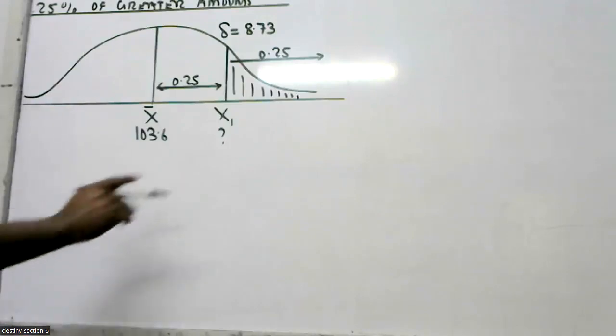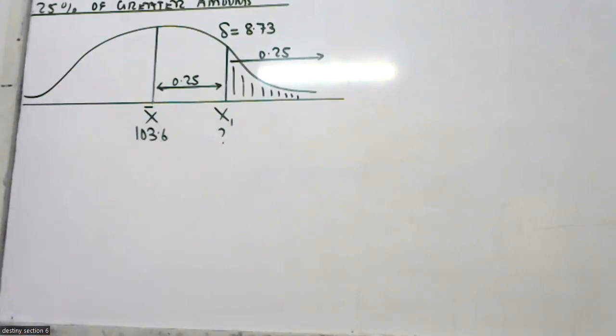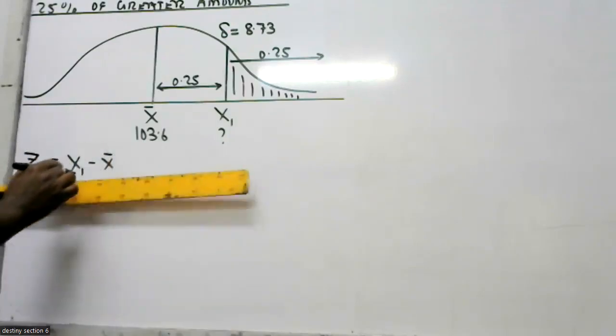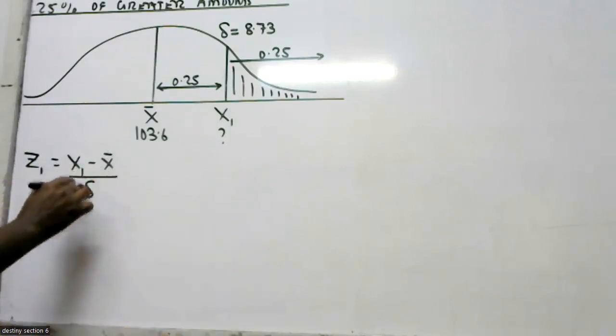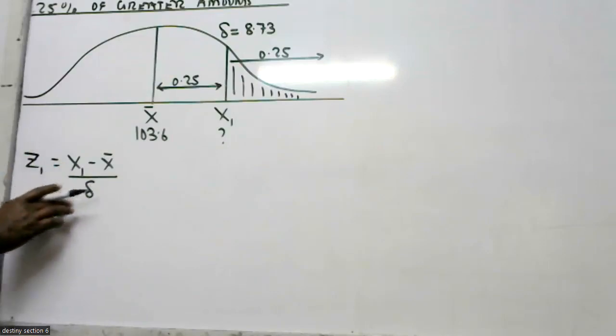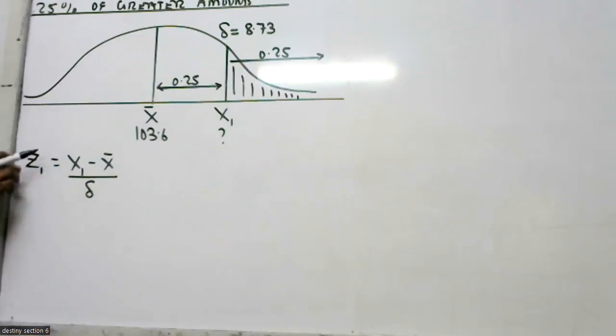Now, what we are looking for is X1. We know that Z1 is given as X1 minus X bar, divided by the standard deviation. So if we are looking for X1, we can make it the subject. If you make it the subject, this will come and multiply here.